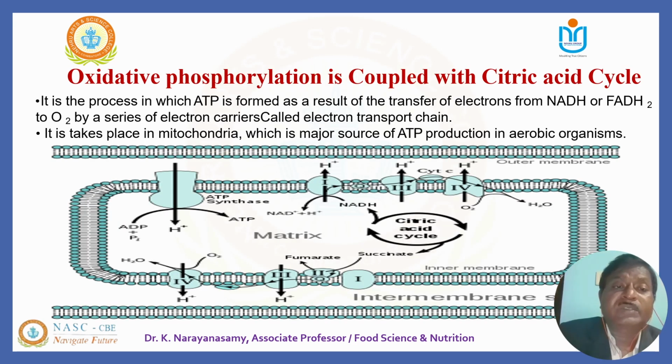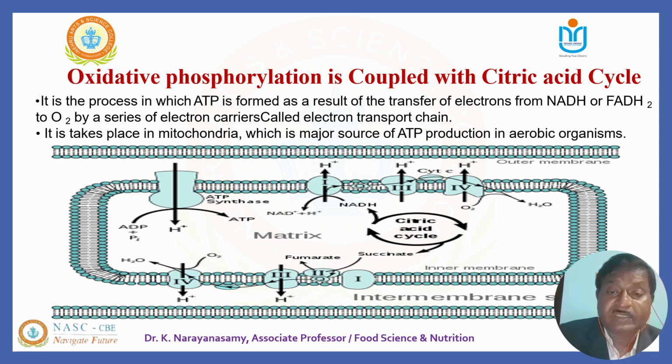And the TCA cycle is always coupled with oxidative phosphorylation. It is the process in which ATP is generated as a result of the transfer of electrons from NADH or FADH2 to molecular oxygen, O2, by a series of electron carrier molecules called the electron transport chain carrier molecules. They are present here in the mitochondrial membrane. It takes place in mitochondria, which is the major source of ATP production in aerobic organisms.